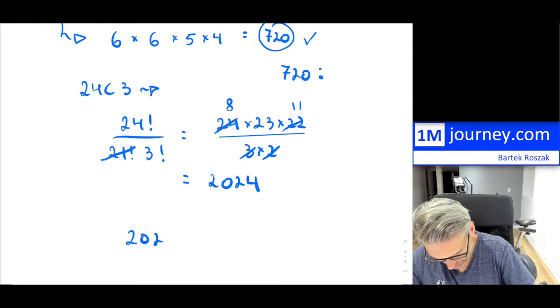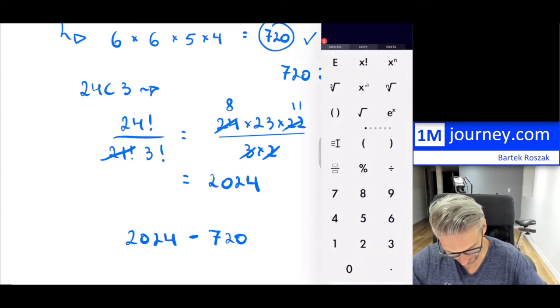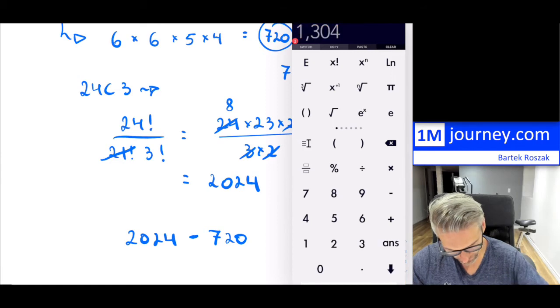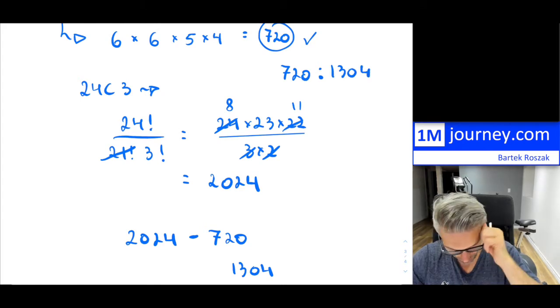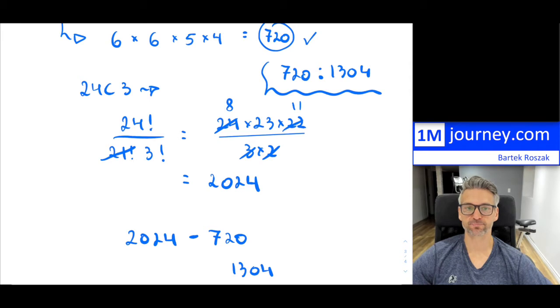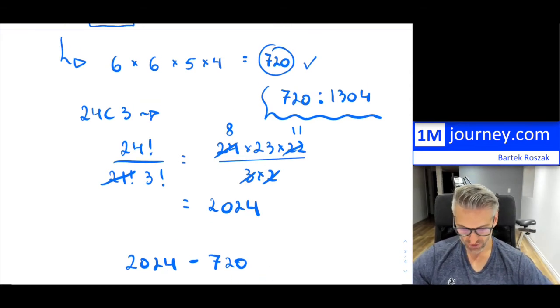All right. So 2024 minus 720. 2024 minus 720. 1303. So those would have been my odds. All right. So there you have it. So that's the first example that we have.